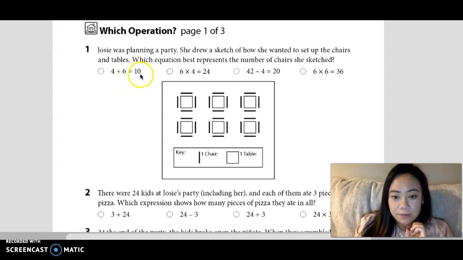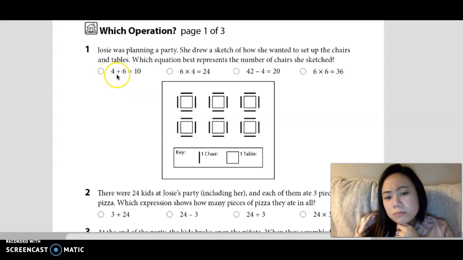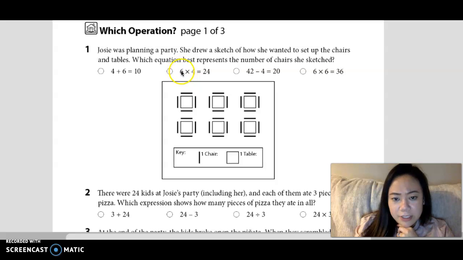4 plus 6 equals 10. I don't think so. That doesn't make sense to me. Let's see this one. 6 times 4 equals 24. Well, there are 6 tables, and each table has 4 chairs, equals 24. Okay, that could be it. 42 minus 4 equals 20. I don't even know where this is from, but 42 minus 4 is not 20, so it's not that.